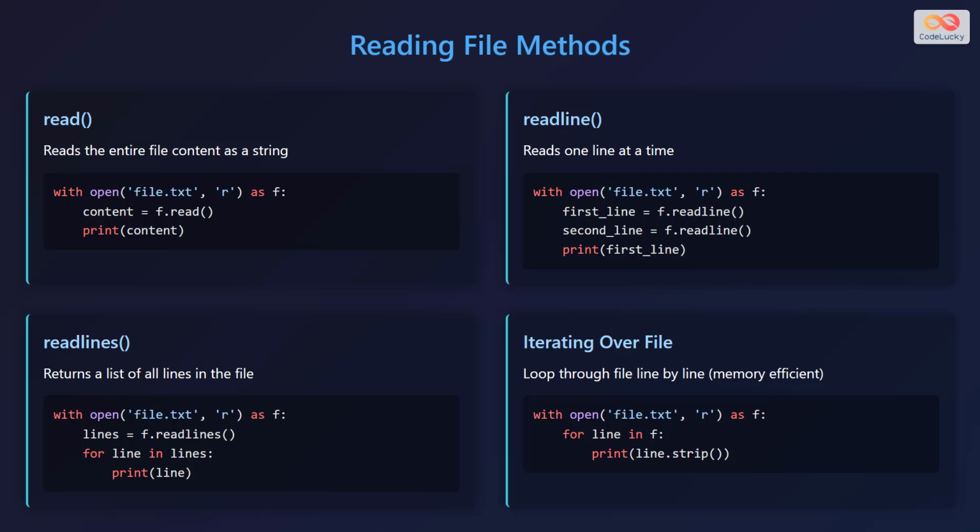There are several methods available for reading files in Python. Let's explore some of them. The read method reads the entire file content as a single string. The readline method reads one line at a time from the file.